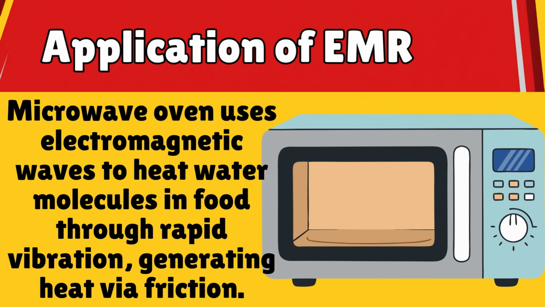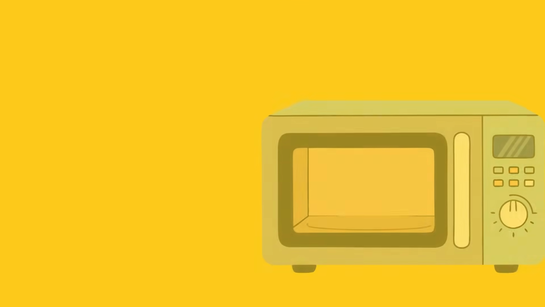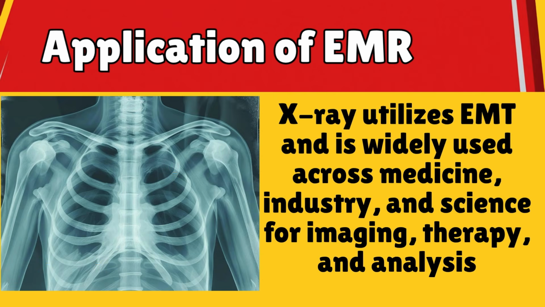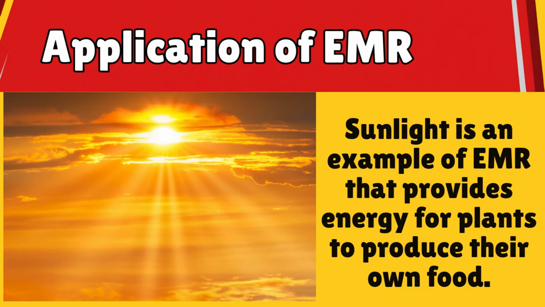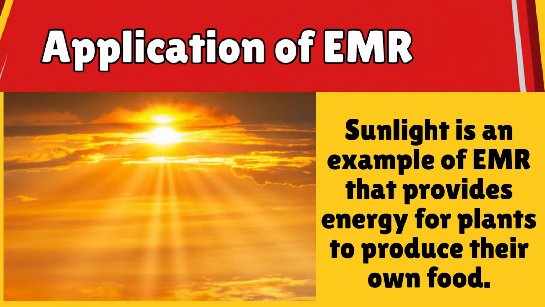Microwave oven uses electromagnetic waves to heat water molecules in food through rapid vibration, generating heat via friction. Who among you heats their food using a microwave oven? X-ray utilizes electromagnetic radiation and is widely used across medicine, industry, and science for imaging, therapy, and analysis. Next is sunlight. Every day we see sunlight. Sunlight is an example of electromagnetic radiation that provides energy for plants to produce their own food.